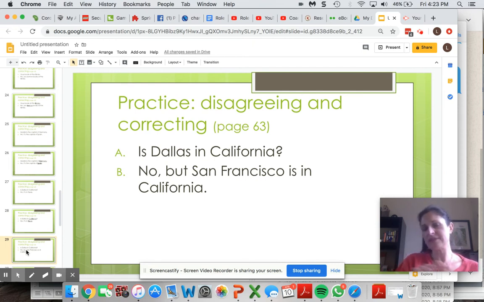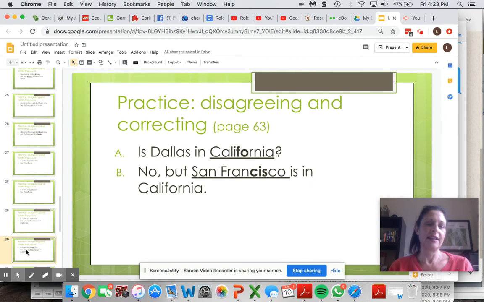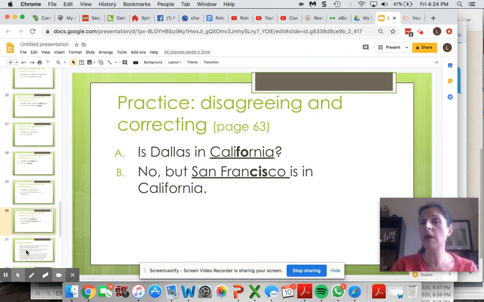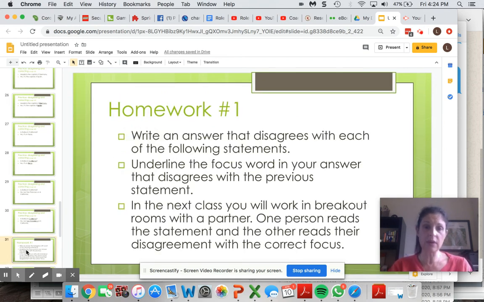Do you pronounce this one the same as the first sentence? Is Dallas in California? But then look at the answer. Is Dallas in California? No, but San Francisco is in California. So now the focus is San Francisco because we're correcting the word Dallas. That's the last one. There are some more on page 63 in your book if you want a little more practice. But let's go on.